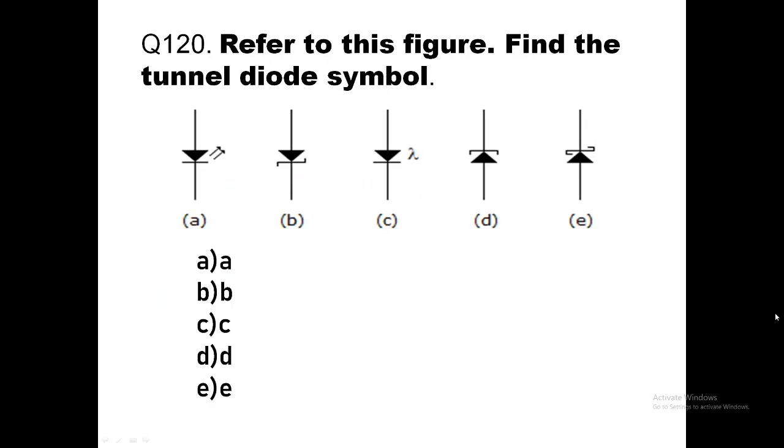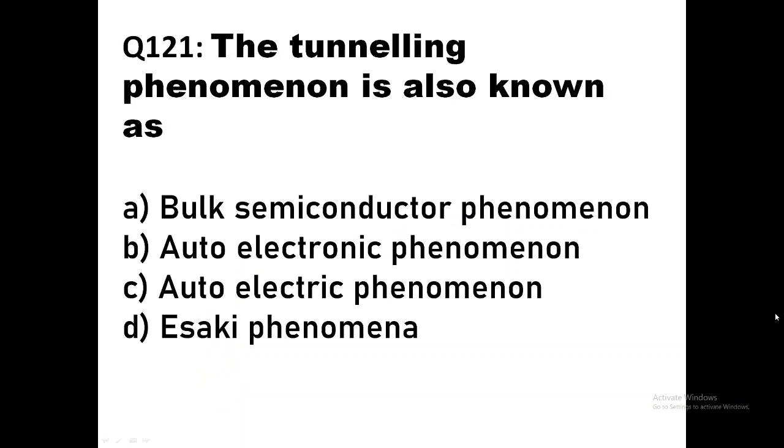From this figure, find the tunnel diode symbol. Okay, so if you see, figure A is of LED, figure B is of Zener diode, figure C is of normal diode, figure D is of tunnel diode. If you see, figure D resembles a tunnel diode. So here you can mark option figure D. Okay. Then we'll go to question number 121.